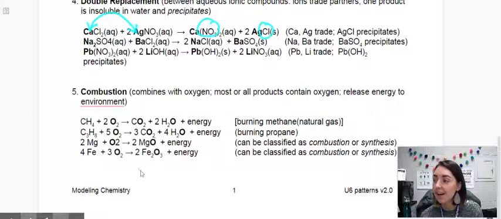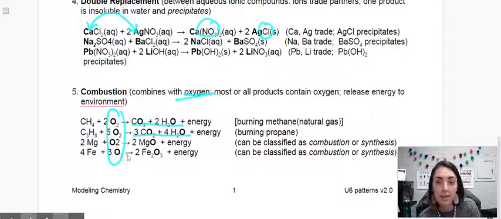And then finally, we've got combustion. This one's fun, right? So combustion combines with oxygen. So look at all these, reacts with O2. You need O2 for combustion to happen. And typically, we're going to see hydrocarbons reacting with oxygen, and a hydrocarbon is a compound containing carbon and hydrogen. And those ones are going to produce CO2 and water, CO2 and water.